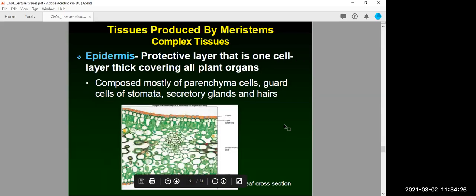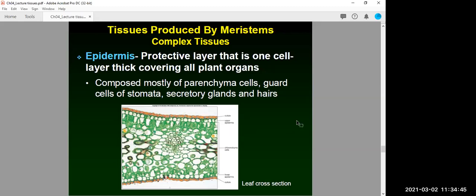Okay, next is the epidermis. What I really want to point out here is the cuticle, the waxy cuticle. And you can see it looks a bit orange here on the top and bottom of the leaf. I don't think that we talked about that very much in the previous slide set.